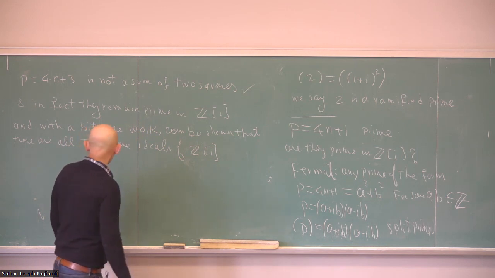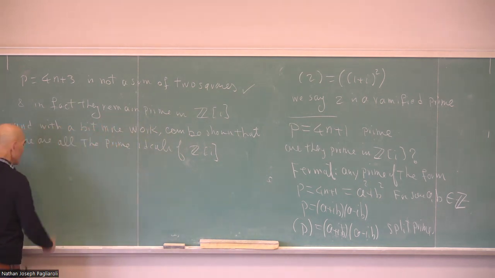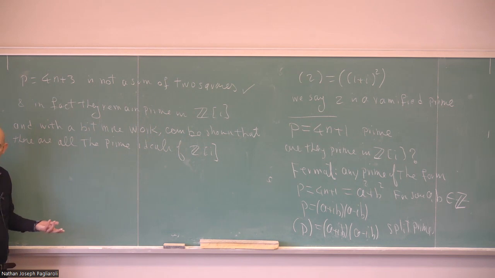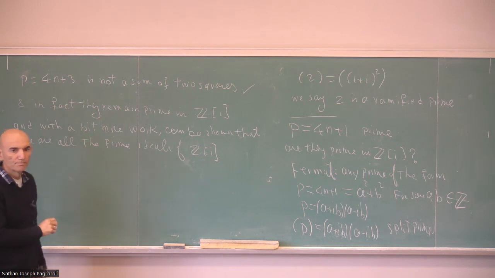So what happens? There is a very nice geometric picture actually now. So we can list all prime ideals here. It starts with 2. What's the next one?